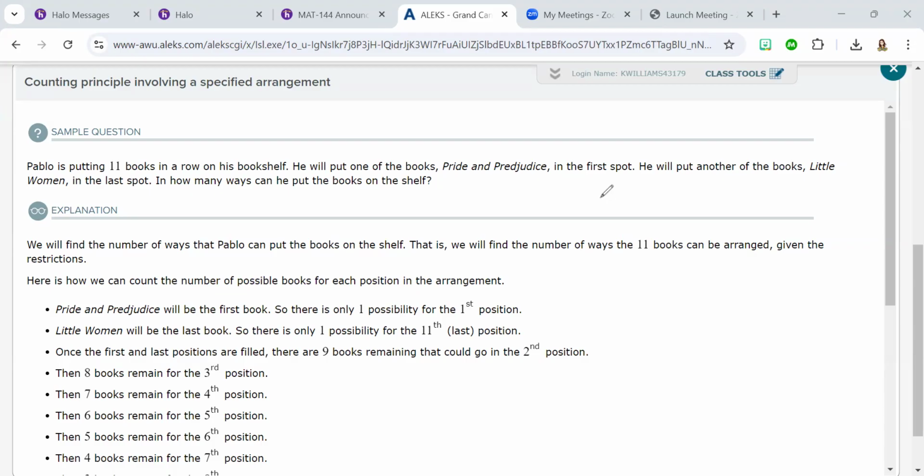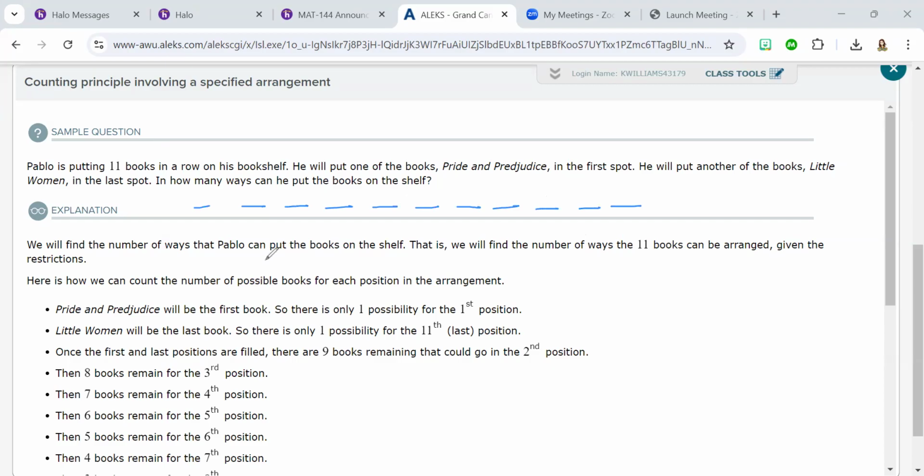All right, so when I work through problems like this, I like to give myself a little visual guide of what's happening. So I like to literally draw out all of the spaces where I'm going to put my books on the shelf. For this one, I have 11 books total, so I'm going to draw myself 11 spaces. 1, 2, 3, 4, 5, 6, 7, 8, 9, 10, 11. I have my 11 spaces.